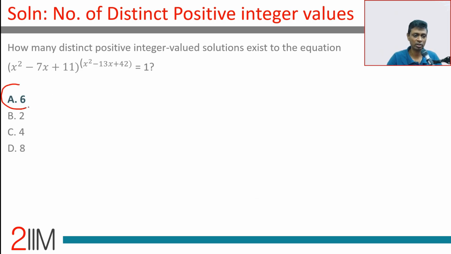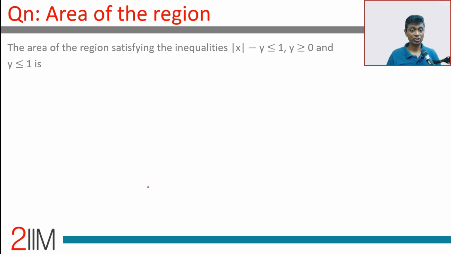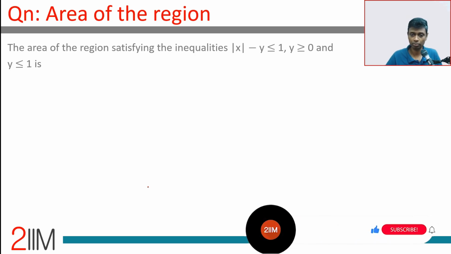So beautiful question. You'll have to worry about this going to 0, this going to plus 1, this going to minus 1 at the time when the exponent is an even number. The area of the region satisfying the inequalities |x − y| ≤ 1, y ≥ 0, y ≤ 1 is beautiful.